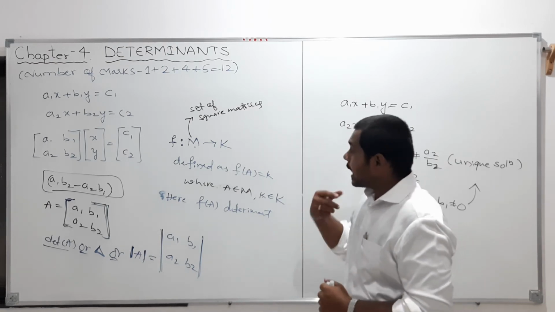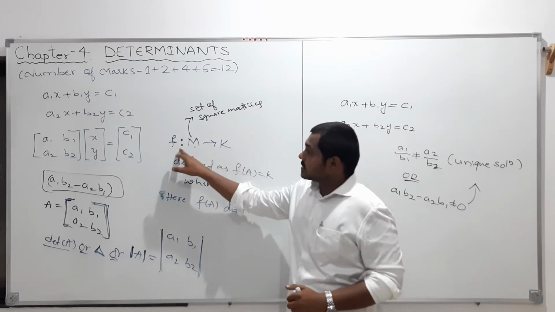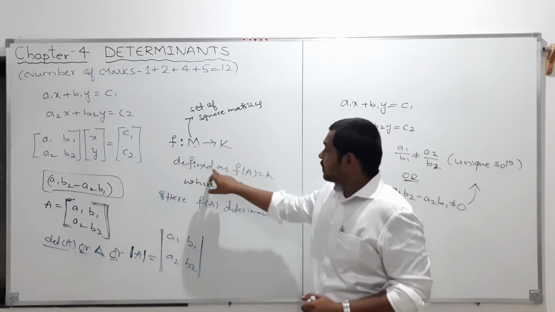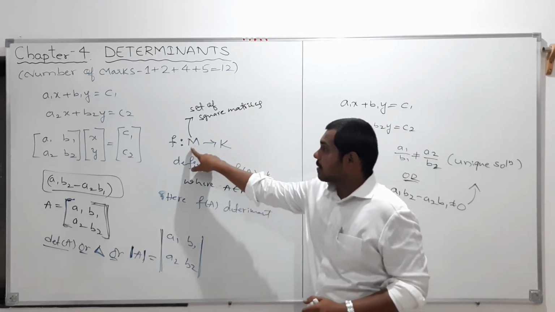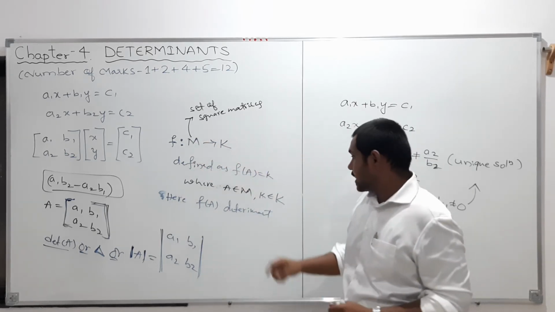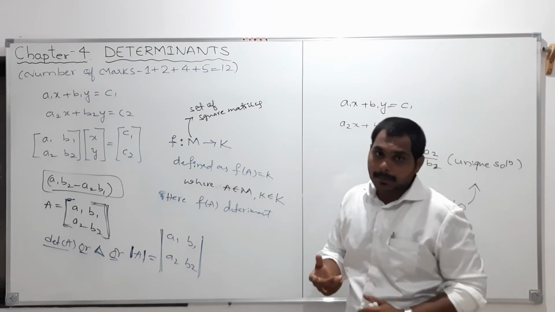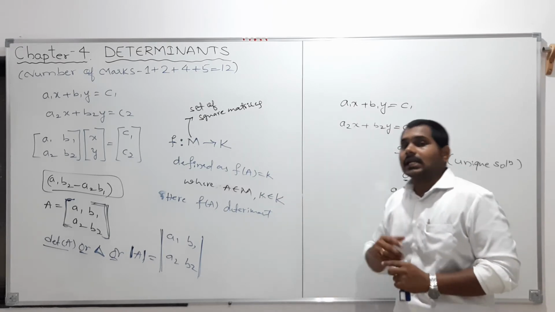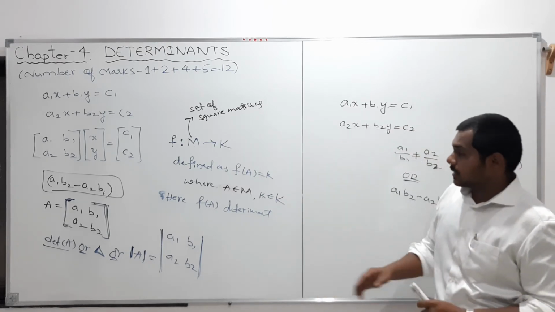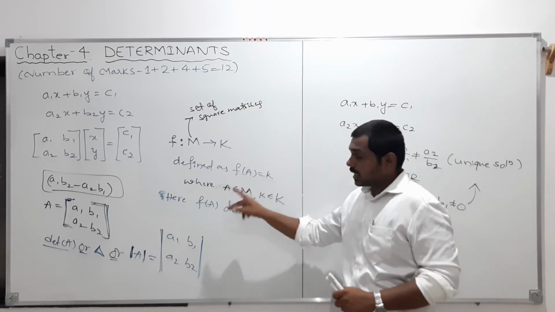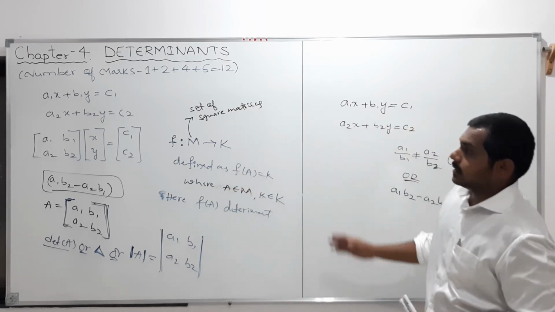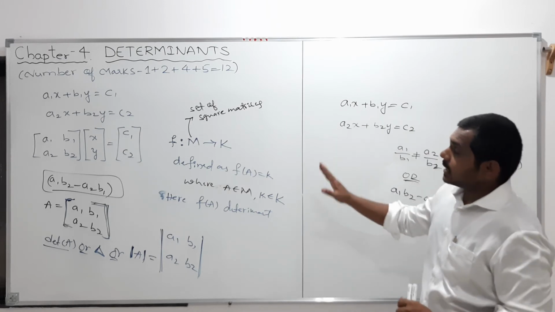Or else you can say it is a function f from M to K defined as f of A is equal to k, where A belongs to M, the set of square matrices, and small k is any number, real or complex. So f of A is nothing but the determinant of the given matrix A. Clear? This is all the theory behind this.